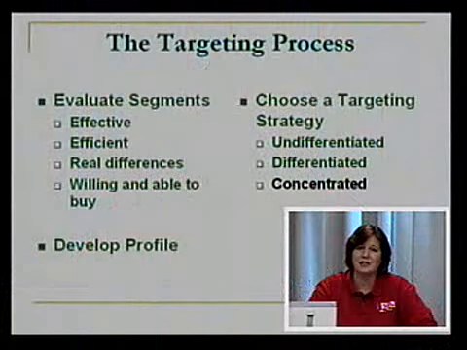Our third choice in a targeting strategy is a concentrated strategy. And this means we pick one segment and only one segment to go after. An example of this would be Victoria's Secret or any kind of specialty store that picks a small segment, says that's who we're going after and that's all we're concentrating on. This is a very risky strategy because if it doesn't work, if the competition satisfies their needs better than you do, you're out.